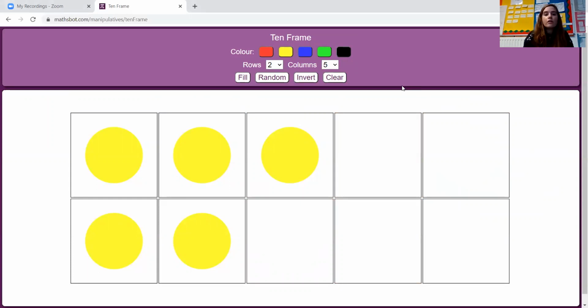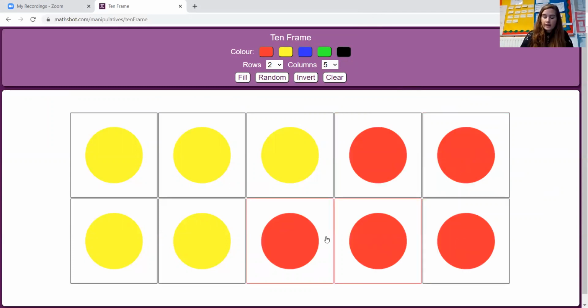Okay, so I have got on the screen 5 yellow and 5 red. So my calculation could look something like this. 50 add 50 is equal to 100. Can you come up, pause the video now, with some other calculations? I'm going to write a few on my board whilst you do yours. Pause the video, remember, if you need to.